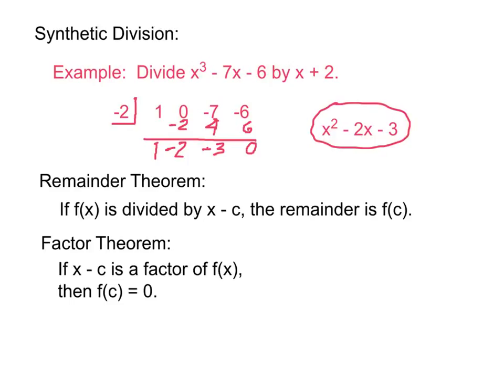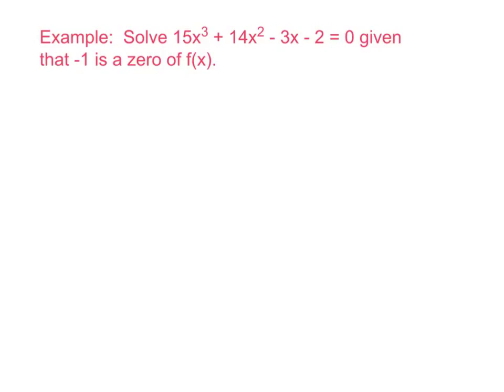The factor theorem states, if x minus c is a factor of f of x, then f of c is simply equal to 0. Well, that might be a little hard to understand, so let's look at an example and see if we can explain it better. All right, so here's an example we're going to use. Solve 15x cubed plus 14x squared minus 3x minus 2 equals 0, given that minus 1 is a 0 of the function. All right, so how are we going to proceed from here?